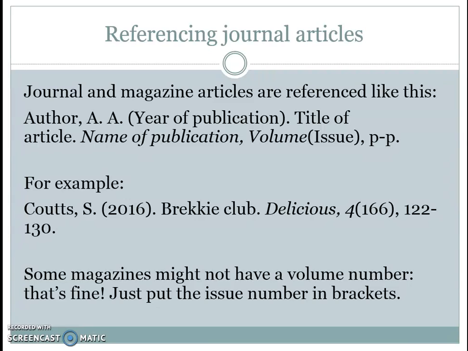Referencing journal articles is a bit different to newspaper articles. So I'm talking about articles from academic journals. So we give the author, the year, the article title and the title of the publication. Sometimes people get confused by this volume and issue thing. So just if you don't have information about the volume number, don't worry about it, just give the issue. If you don't have information about either, just again give as much information as you have.